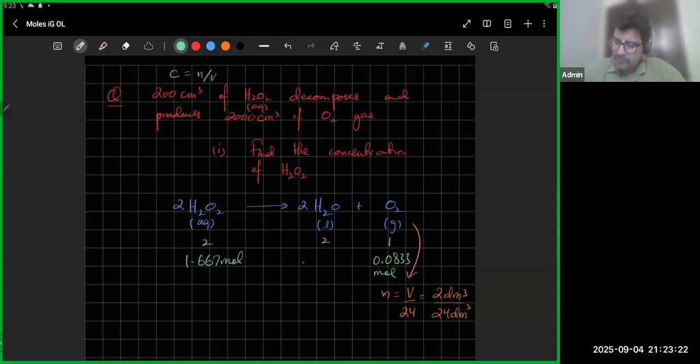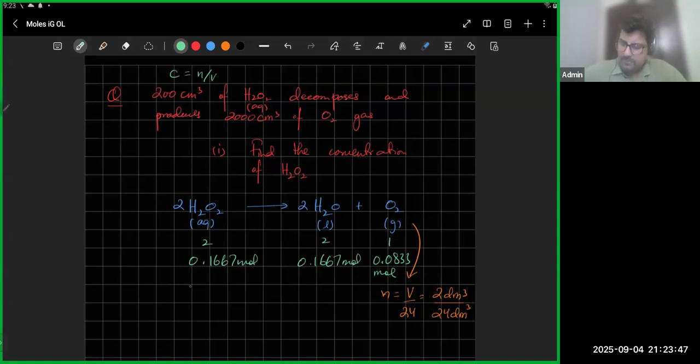So, and this would also be 1.667. It's going to be 0.1667. अच्छा ये आ गए 0.1667 moles.